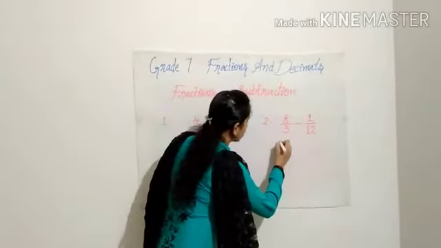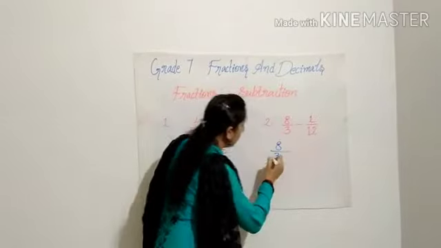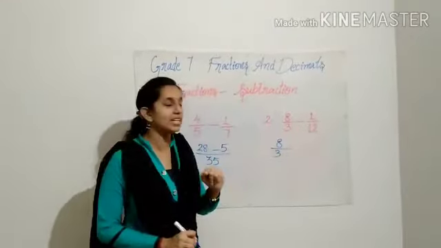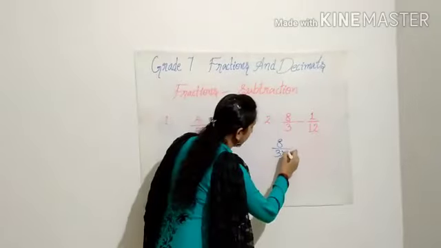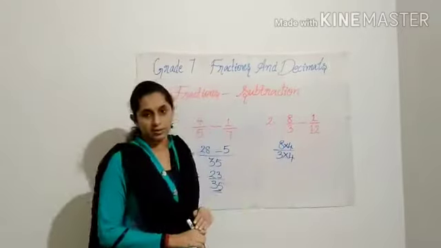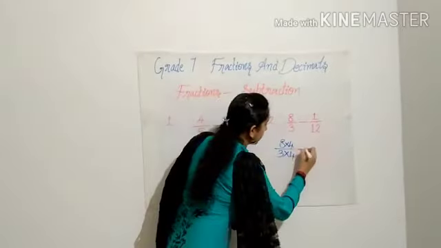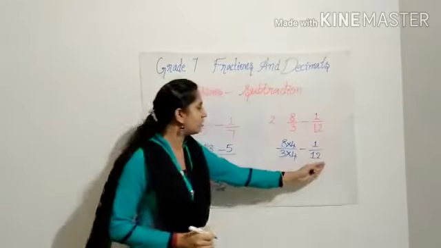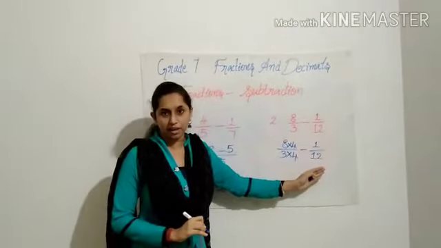Let's take the first fraction, that is 8 by 3. How can we make 3 to 12? 3 into 4 will give you 12. So I have to multiply 4 in the denominator and in the numerator. Minus the second fraction, 1 by 12. Here the denominator is already 12. Nothing needs to be multiplied.